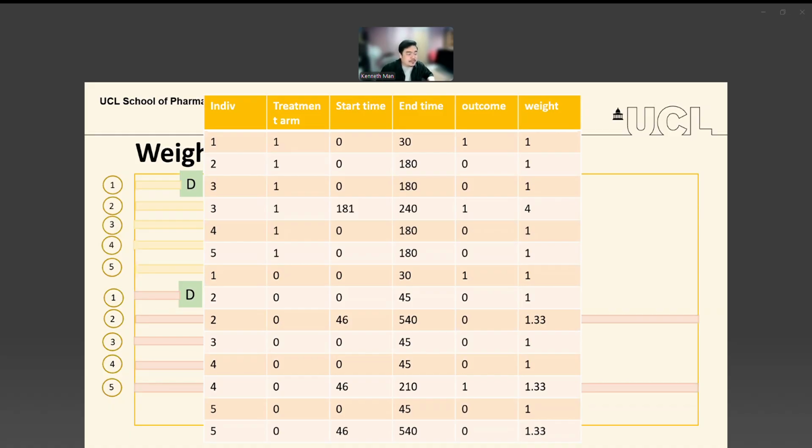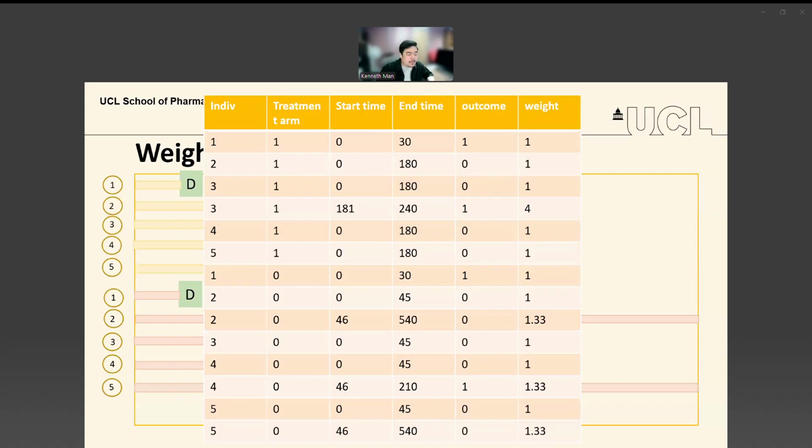Patient number 3 received the treatment throughout. So at day 180, it received the weighting, upweighted by 4 as we calculated before. So we continue to follow up until the end of the study period or death with the upweighting here. So for patient number 3, starting from day 181 until it died, it received the weighting of 4. So we do the same for the non-treated arm as well with all these 5 patients.